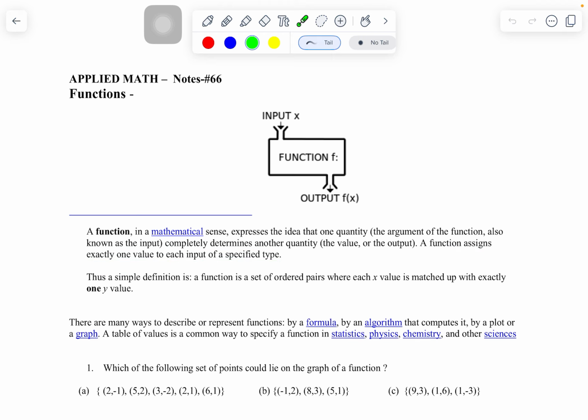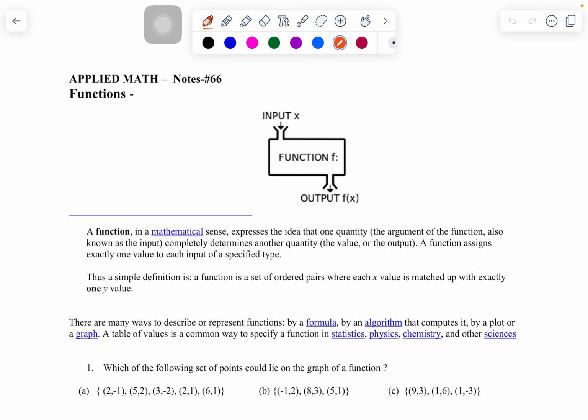Now, that's a lot of words, but basically it means when you put one x value into a function, the function is going to do something to it, and then you are going to get exactly one output value out, one function value, one y value out. It is a 1-to-1 relationship, okay? So there is a very simple definition. We're going to talk about what that simple definition looks like in terms of practice, where you have a set of ordered pairs where each x value is matched up with exactly one y value, okay?